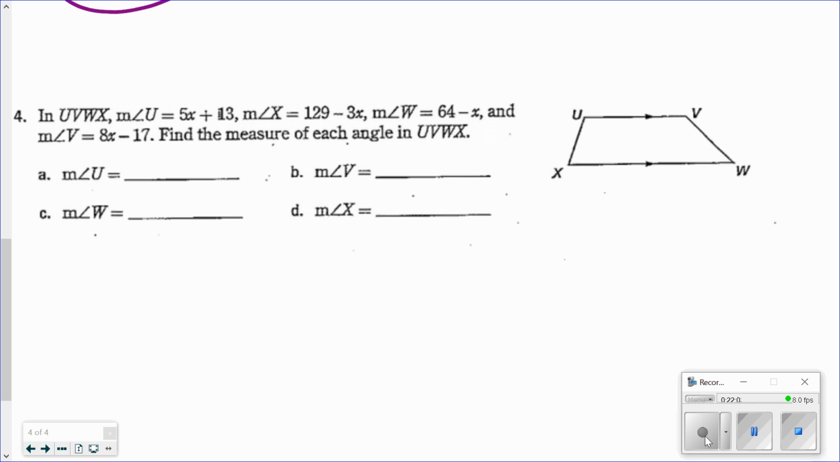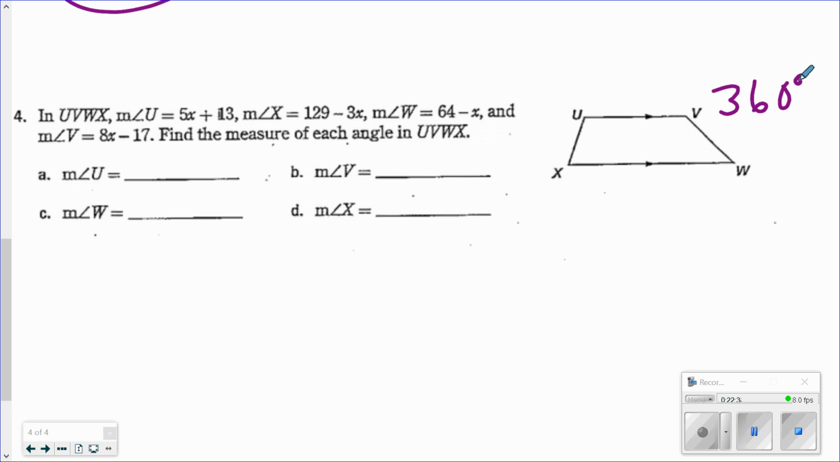Well, we don't really know exactly what each angle equals. But what we do know is that this is a quadrilateral and that it's a trapezoid. It has 4 sides. So if you think back to the beginning of chapter 8, if I wanted to figure out the measure of the interior angle sum, I would use n minus 2 times 180. Well, we already know what that is equal to. We know that the sum is 360 degrees for a 4-sided quadrilateral.